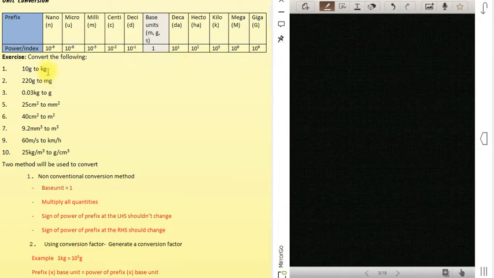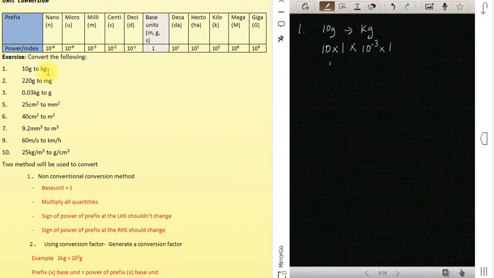Okay, alright, now let's start by converting the first. Question number 1. We're expected to convert 10 gram to kilogram. Now applying the rule, 10 times the base, which is 1 because it's gram. Kilo is a prefix, so it's 10 to the power of 3, but since it's on the right hand side, I'm going to change the sign to minus 3. And gram, which is a base, is 1 also.